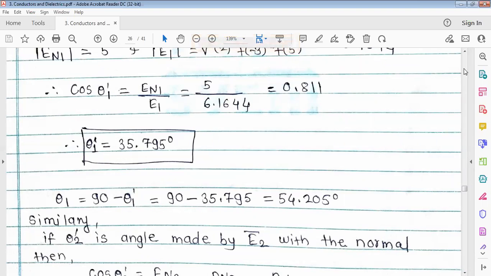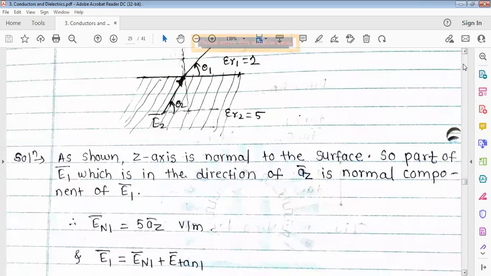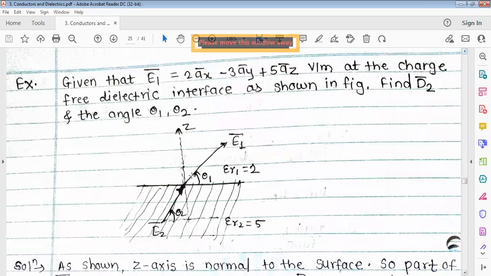So similarly we can find this theta 2 dash. How is this theta 1 dash taken? It is taken from the given data only. You can see this angle is theta 1, right? Now the total angle here is 90 degrees. So this is your theta 1 dash, here from Z to E1 bar. Now we are finding this theta 1, which is 90 minus this theta 1 dash. Why are we considering this theta 1 dash for the calculation? Because there is a normal component only present.